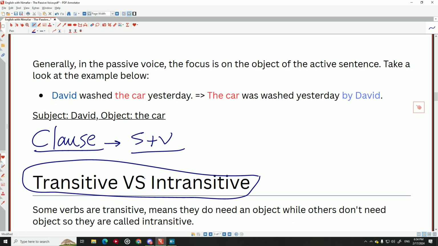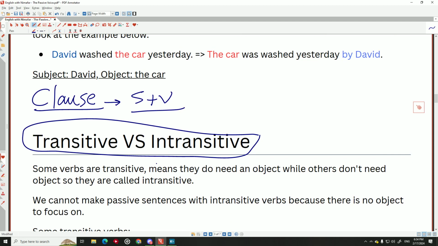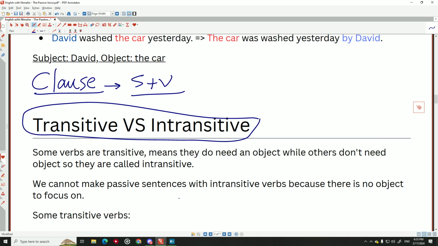Some verbs are transitive, meaning they do need an object, like cook. I cook. You cook what? I cook pizza. I cook rice. I eat. You eat what? I eat a cheeseburger, something like that. While others don't need objects. Like I sleep. I sleep what? I sleep. That's all. We cannot make passive with intransitive verbs. Intransitive means no object.